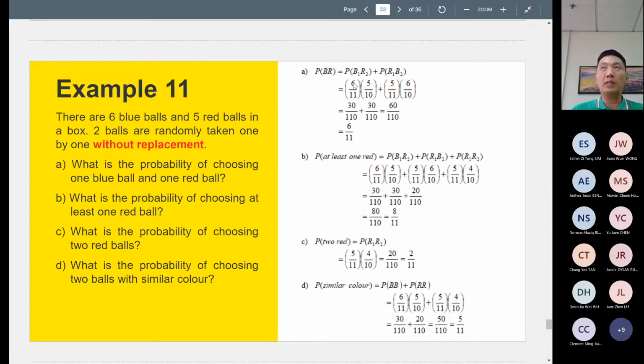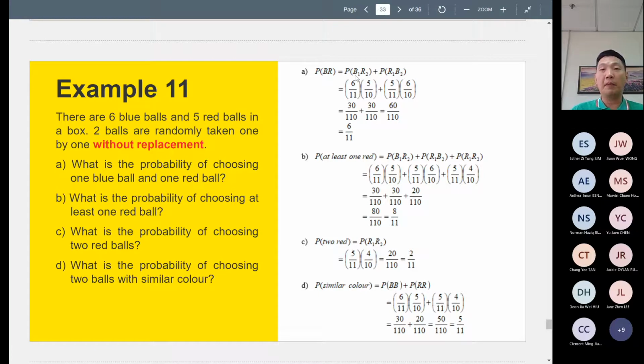Once you have decided the combination, the next step is to substitute the probability value into each term. So we solve the first term first. What is the probability that the first ball chosen is blue? The answer is 6/11, because when we do the first draw, in total the box has 11 balls, and there are 6 blue balls. So the answer is 6/11 for B1.